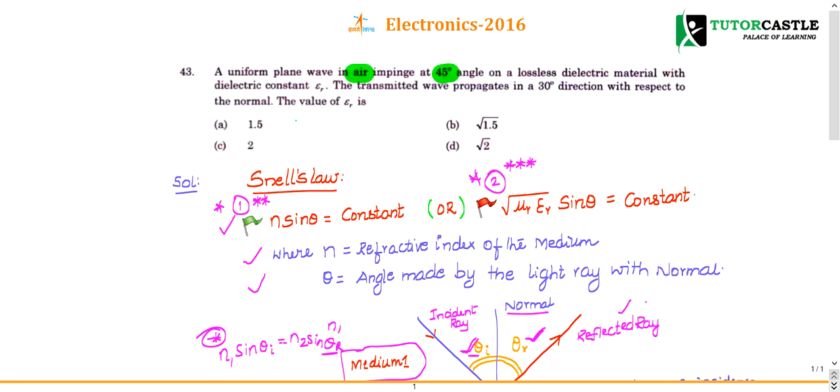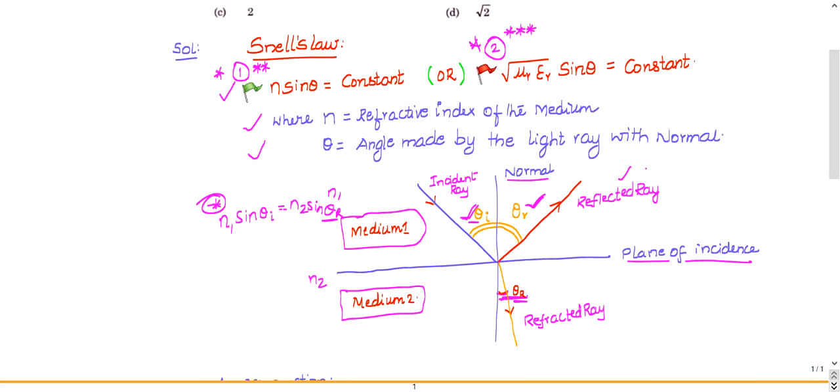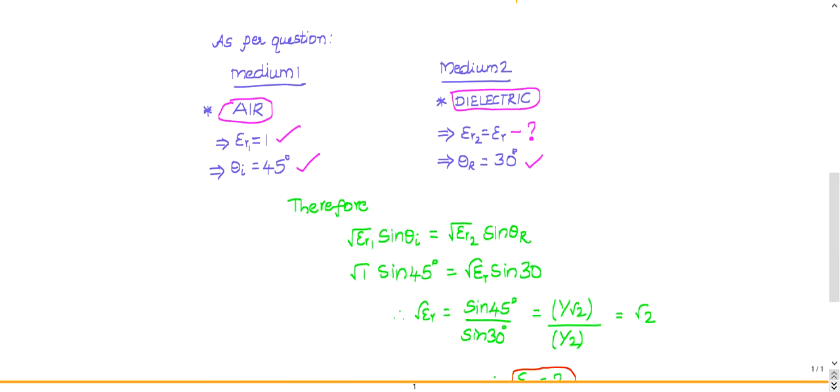And the second medium has dielectric constant epsilon r, and the transmitted wave is the same as the refracted wave. It makes an angle of 30 degrees with the normal. This question looks very difficult when you see it the first time. After explaining Snell's law, I hope this is simple. Simply, epsilon r of the first medium is 1, the second medium is epsilon r, the angle of incidence in the first medium is 45, and the angle of the refracted wave is 30 degrees with the normal. Simple question.